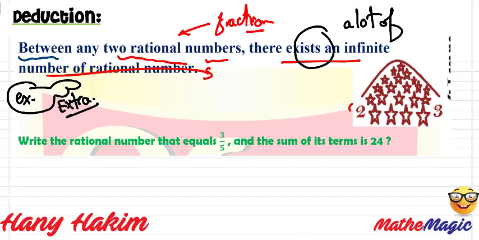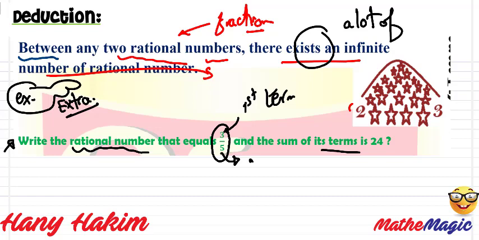Now we have a new part of our question. Write the rational number that equals 3 over 5 and the sum of its terms is 24. That means we need a rational number which its simplest form الsimplest form بتاعته equals 3 over 5 and the sum of these terms equals 24. أنا هبتدي أستعمل something studied أنت أخدتها في extracting something. First ال 3 دي اسمها ال first term, 5 is called the second term.